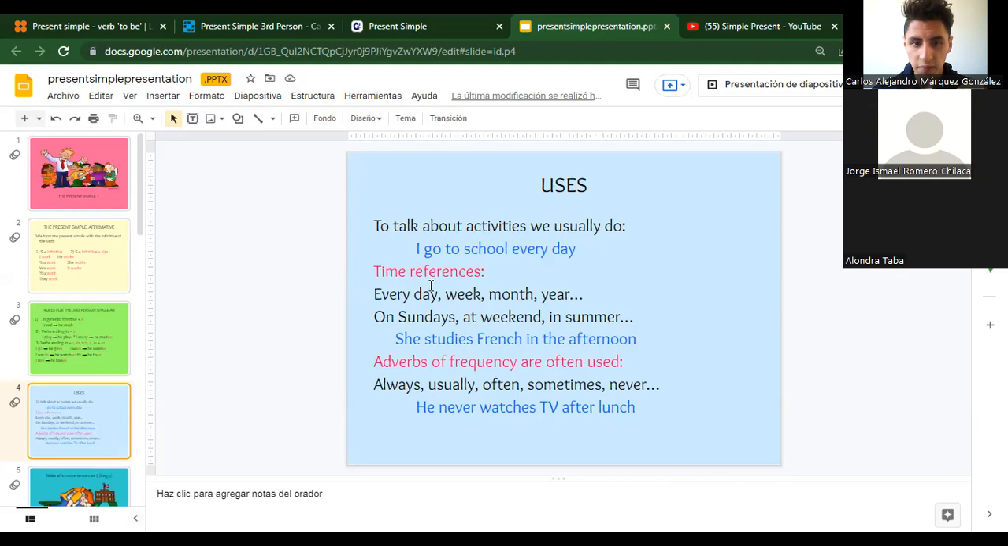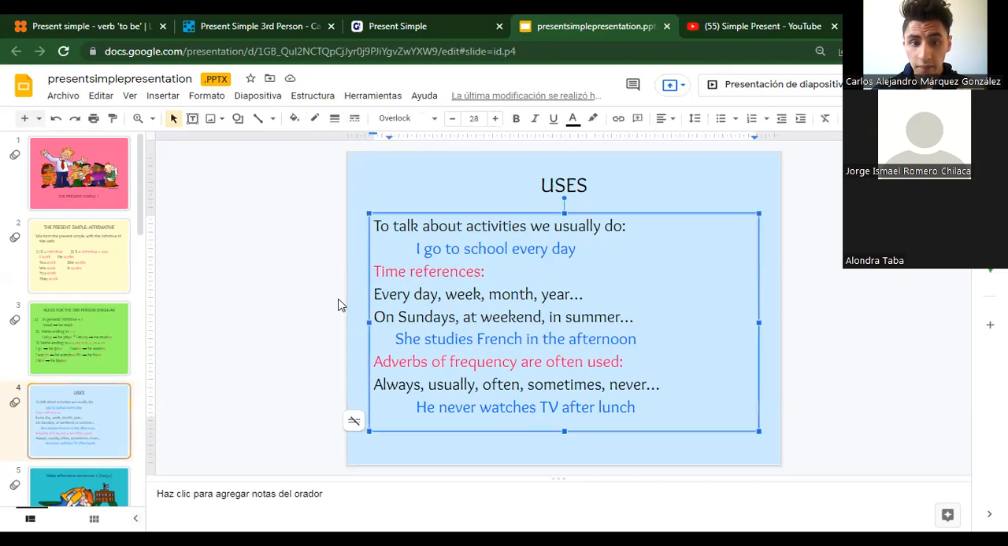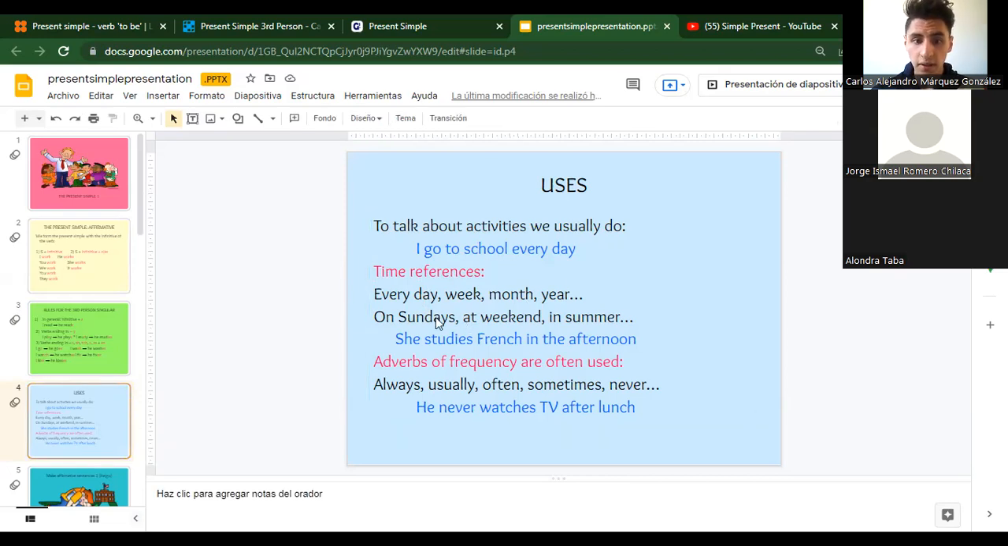We also use the present simple with time expressions. What are the time expressions? They are every day, week, month, year, Sundays, at weekend, in summer. I don't know if you remember, but in our past class about adverbs of frequency, we saw some of these words, some of these expressions, okay? These time expressions, okay? And here we have an example.